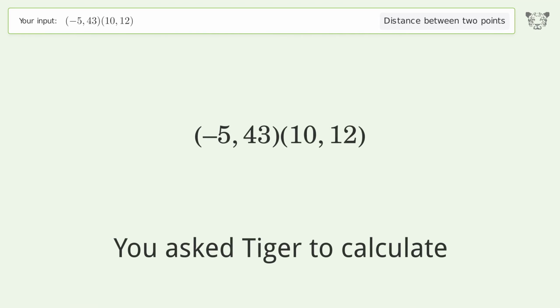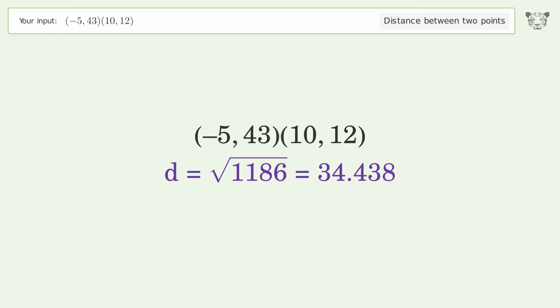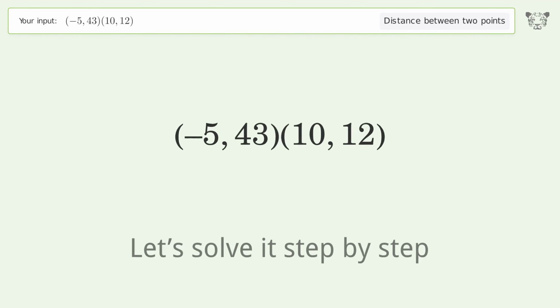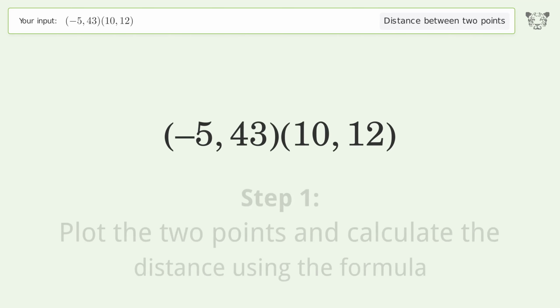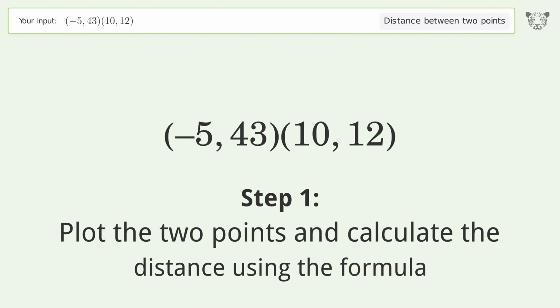You ask Tiger to calculate. This deals with the distance between 2 points. The distance between the 2 points is the square root of 1186, or 34.438. Let's solve it step by step. Plot the 2 points and calculate the distance using the formula.